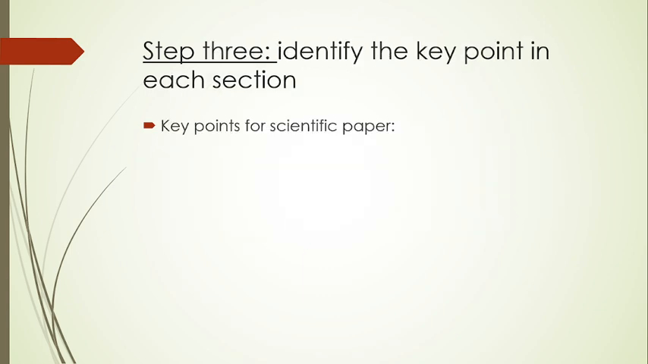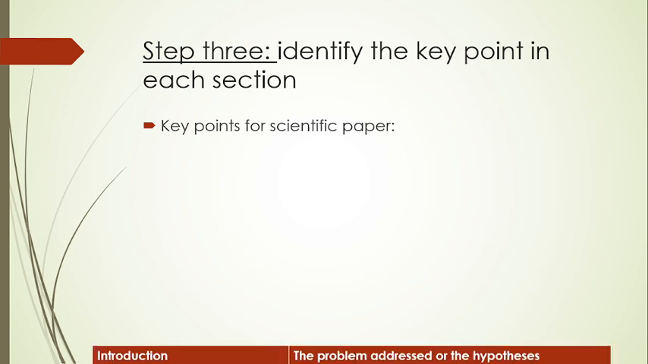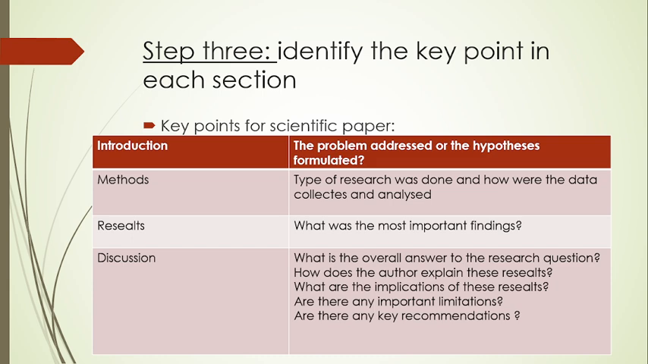Step 3 is to identify the key points in each section. Key points for a scientific paper. So we have a table summarizing those points. We must answer these questions for each section. For example, for the introduction, we must give an answer to this question: the problem addressed or the hypothesis formulated.